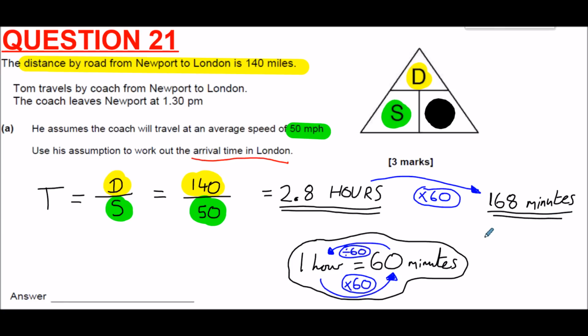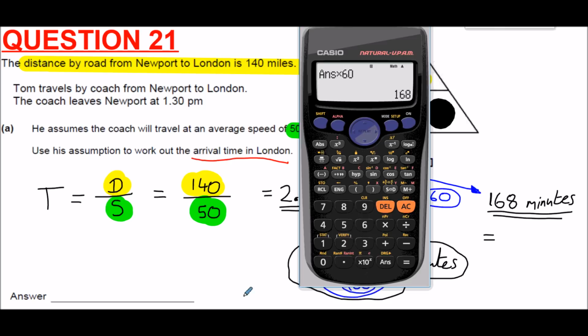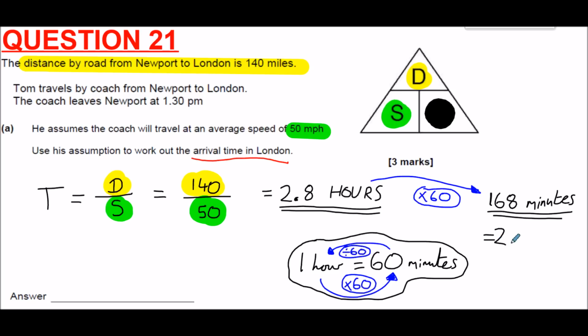Then from that we can work out how much this is in hours and minutes. So there's 60 minutes in an hour, so 2 hours would be 120 minutes. So if we take away 2 hours worth, if we take away 120 minutes, we've got 48 minutes left. And so that's 2 hours, 48 minutes.